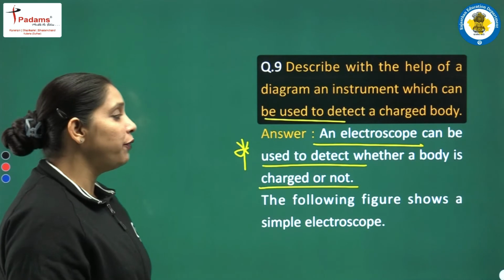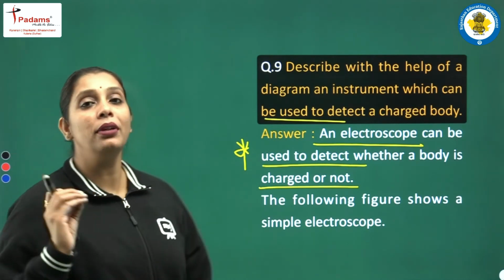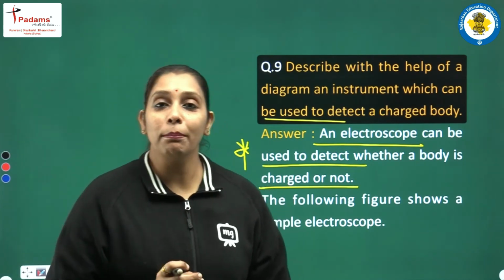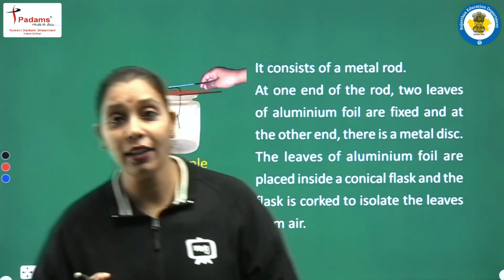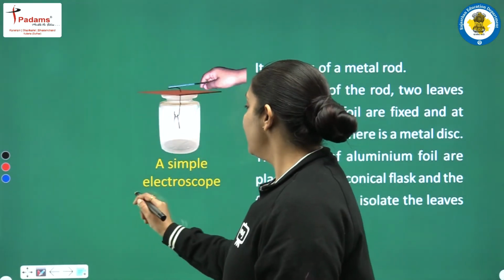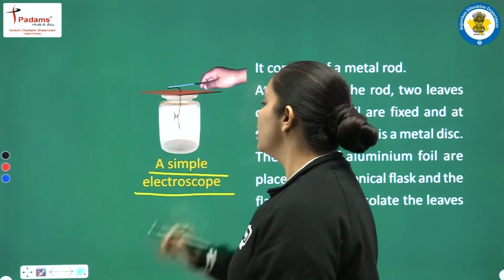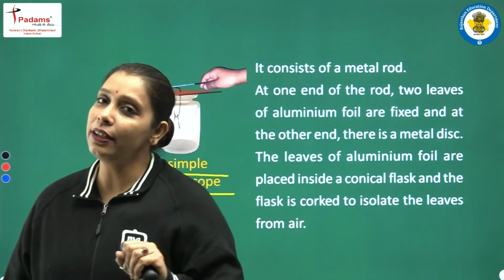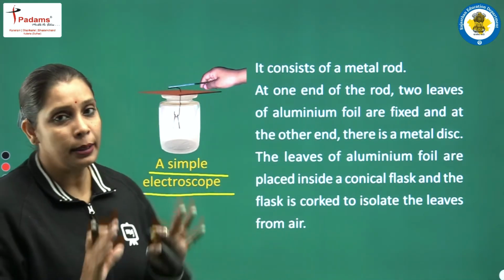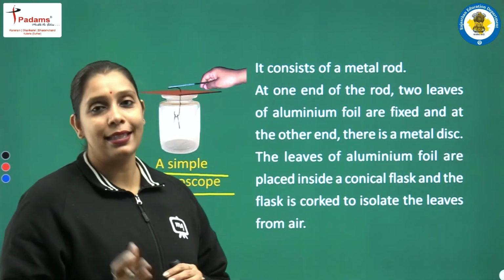The following figure shows a simple electroscope, which we learned to make in the chapter. Clear? Have a look here. This is a simple electroscope. Now what will we do here? We will explain its structure also, how we made it.